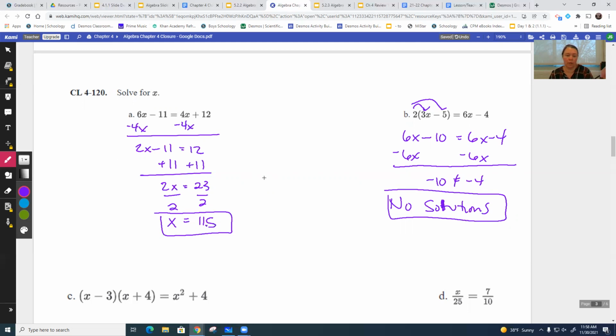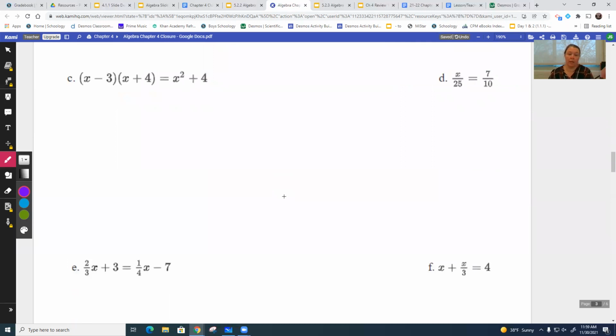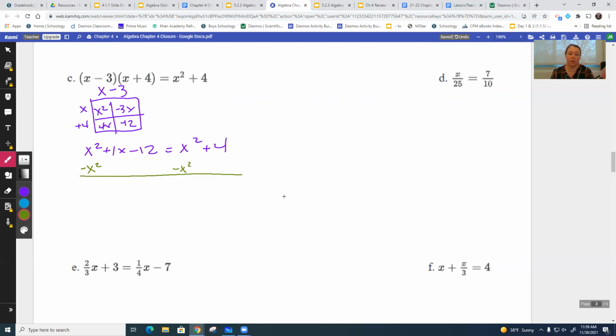All right, this next one, I get to use a box from last chapter. So I'm going to multiply this out, making a box. Okay, so here's my x minus 3, here's my x plus 4. This would be x squared, minus 3x. This would be 4x and minus 12. So I would have x squared plus, this would make 1x, minus 12 equals x squared plus 4. I notice I have an x squared on both sides, so I can just subtract that off. I'm left with x minus 12 equals 4 because these are 0 pairs. I'm going to add this 12, get x is 16.